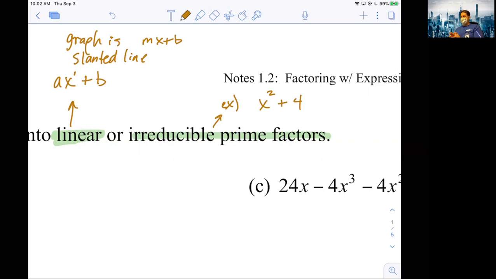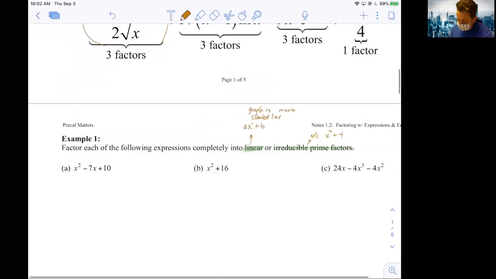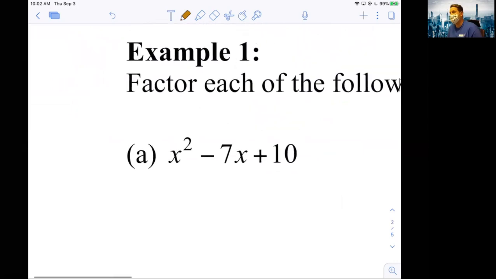Okay, so not everything can be written down in terms of linear factors. There is a way to factor x squared plus 4, but it requires imaginary numbers. And remember, the default number group that we're working with this year is the real numbers. Okay, so here we go. Example 1a.